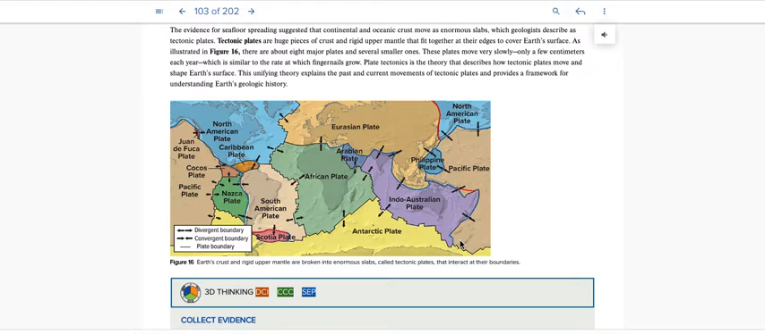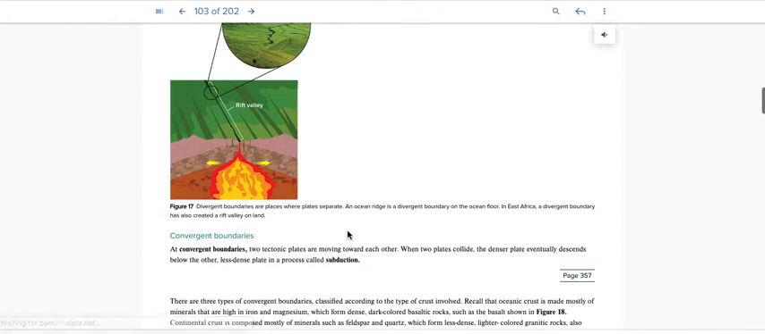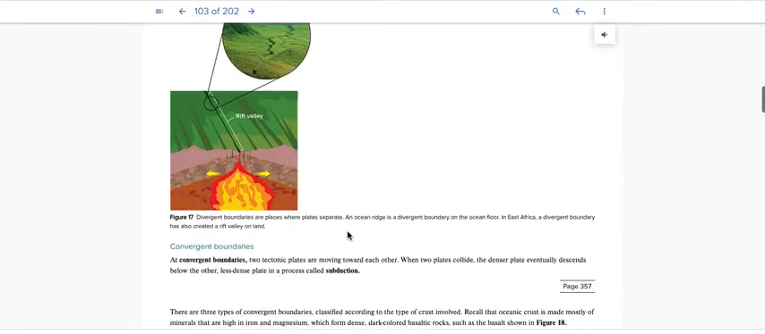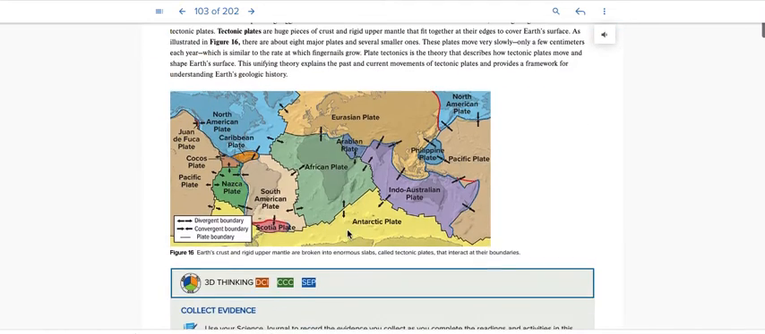So the movements of plates are responsible for most continental and ocean floor geologic features like islands, mountains, volcanoes, valleys. All of these types of things are basically created by these tectonic plates. So I want to show you some different boundaries on the plates. There's three that we're going to talk about. And maybe it's better to stay up here and look at this picture while we do it.